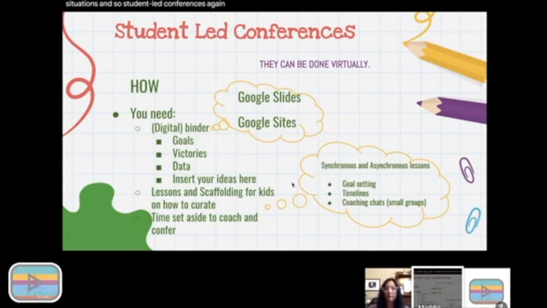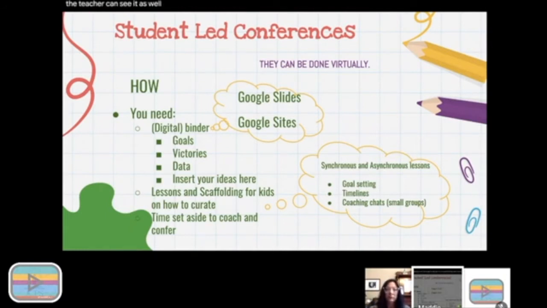So some quick pieces on the how. If we were in person, I would say you need some place for a learner to collect all of the information that they'll share during their conference. If we were in person, I'd say it could be a binder, but because we're digital right now, it probably should be something that is more digital, and that's so that the teacher can see it as well.